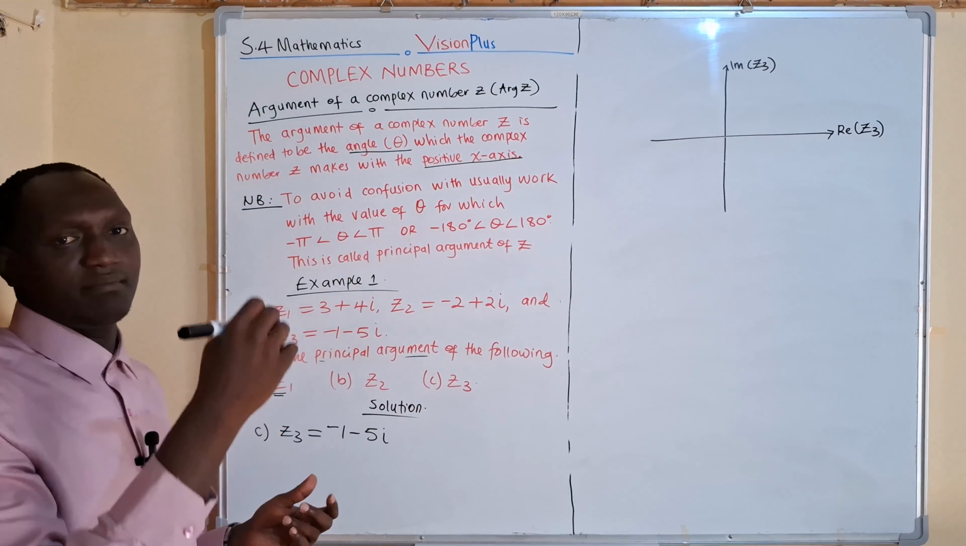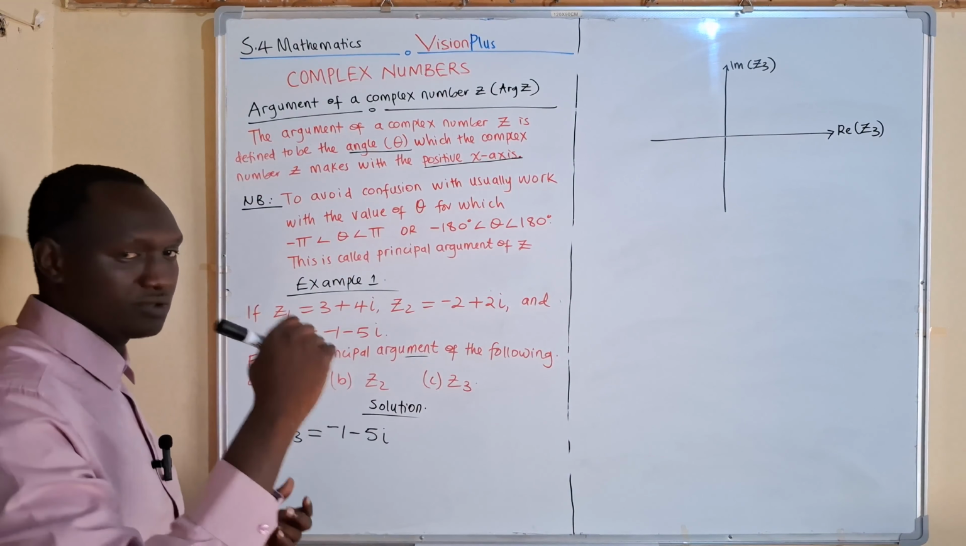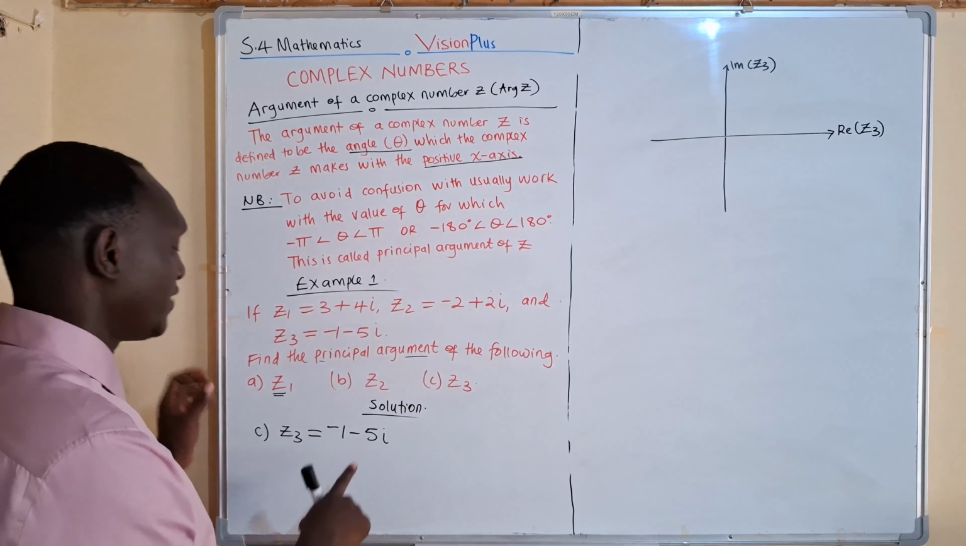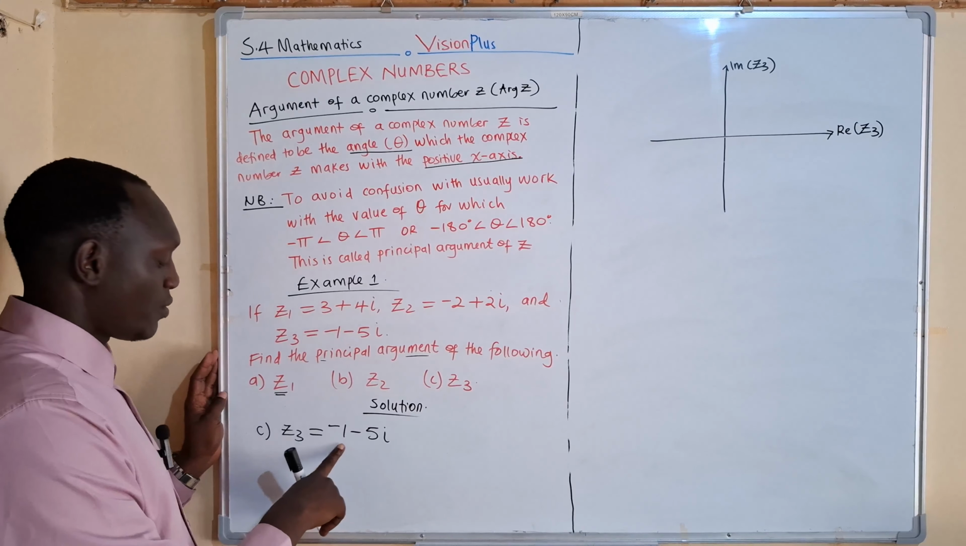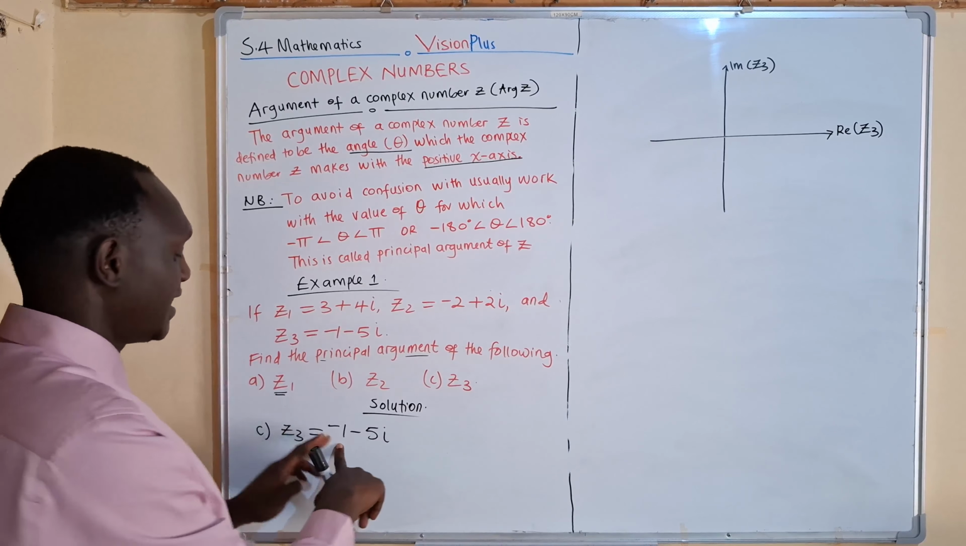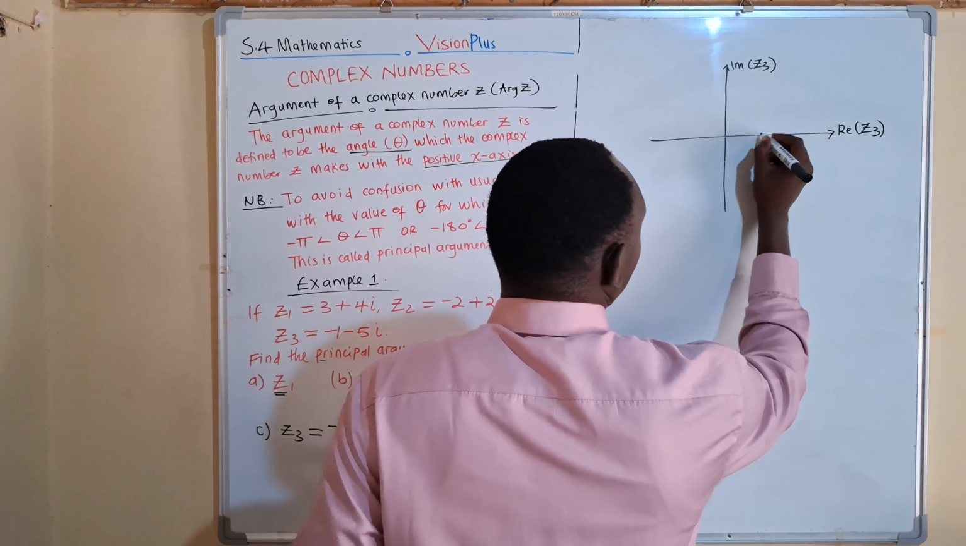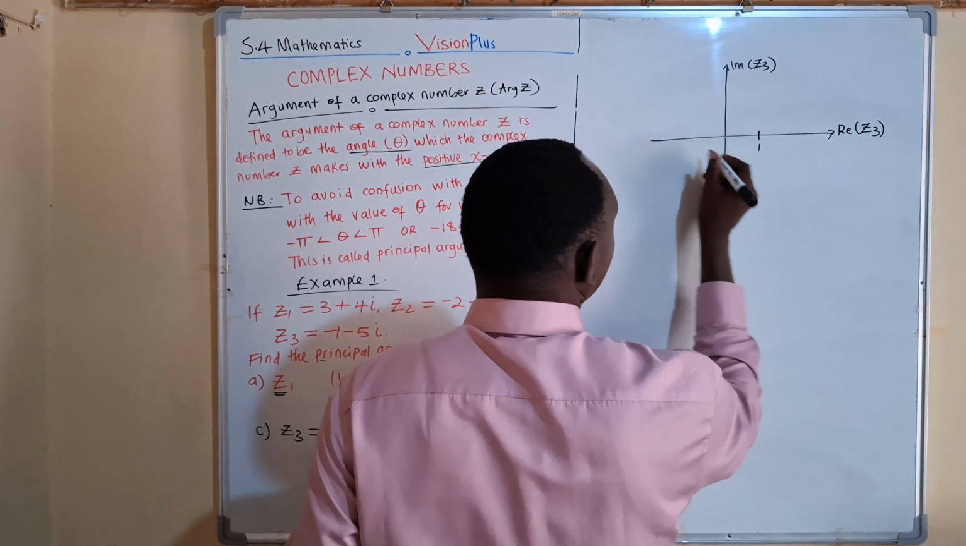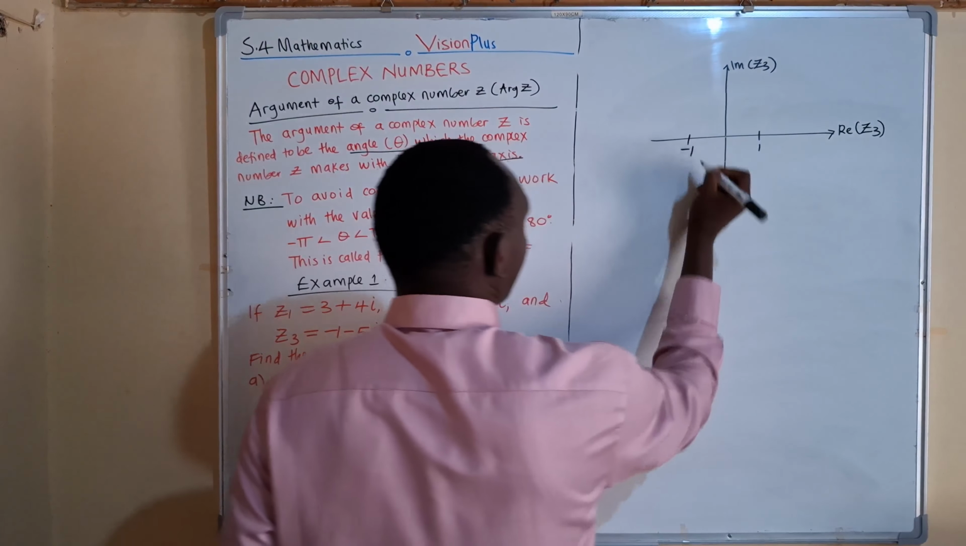Do not waste your time marking points. Just go straight to the point or the value that you want. On the horizontal axis, which is the real axis, we need to indicate -1. So that means here I can have 1. On this side I will have -1.